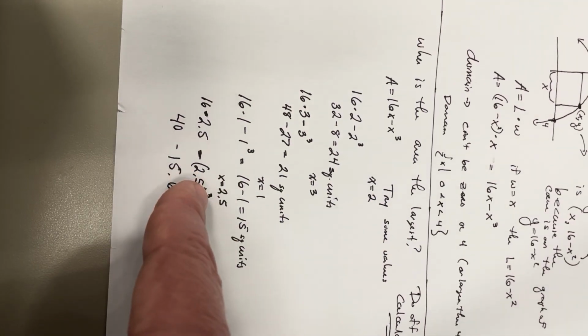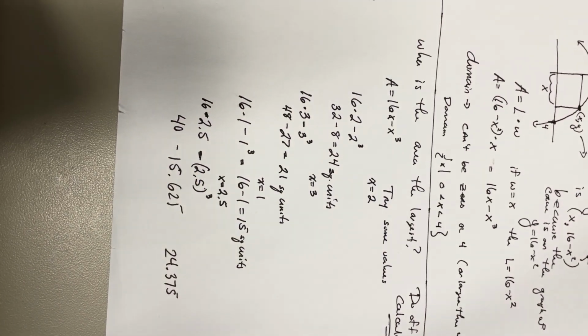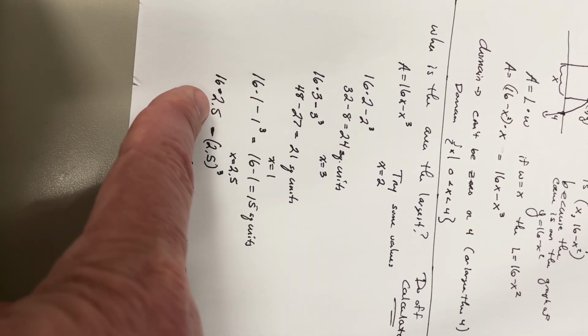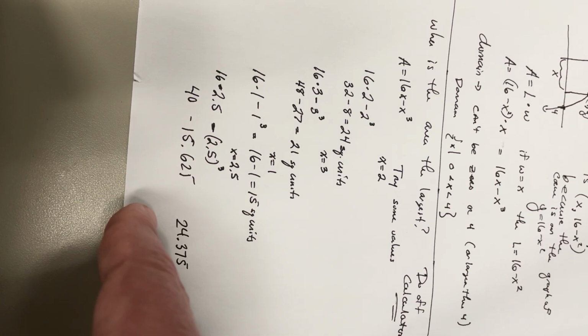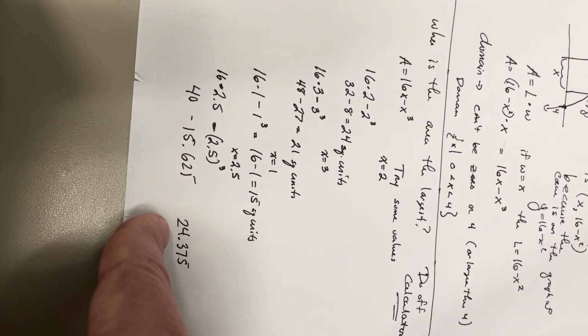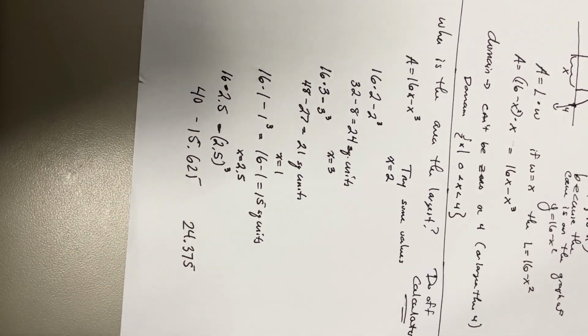So I said, okay, let's try 2.5. And when I tried 2.5, I ended up getting 16 times 2.5 minus 2.5 raised to the third, which I punched in the old handy-dandy graphing calculator, and I got 24.375 square units.